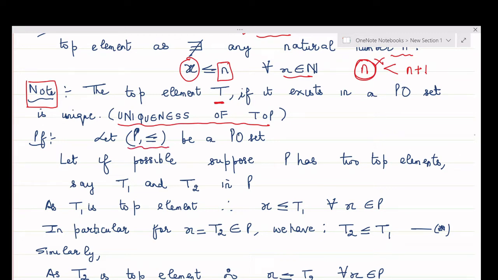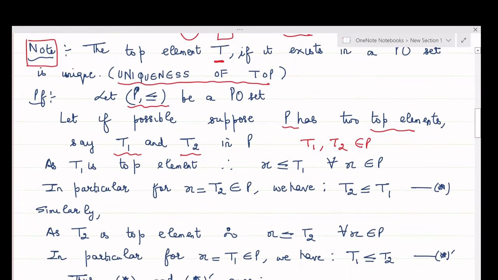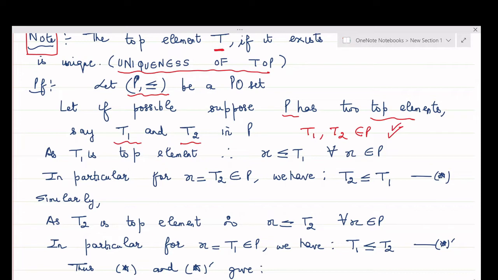Take (P, ≤) to be a poset, and let, if possible, suppose that P has two top elements, and let me denote those two top elements by T1 and T2, which means that T1 and T2 both are in P, and both of them are top elements. Eventually, in the end, we will show that T1 and T2 finally come out to be the same. So this is what we will show in the end.